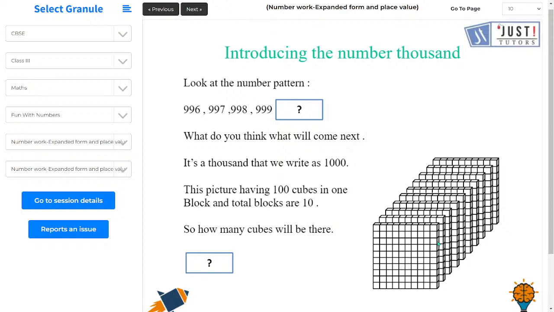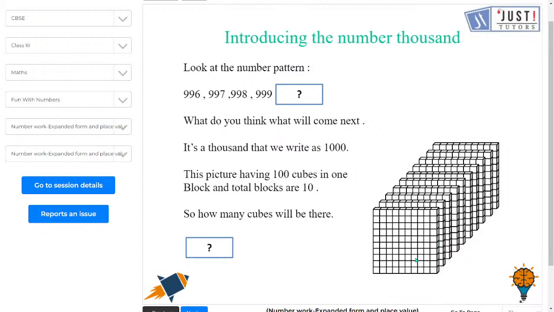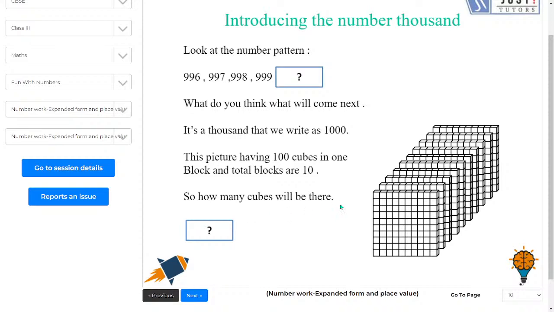So how many cubes will be there? What do you think? See, one block has 100 cubes, and there are 10 such blocks. So 100 times 10 is 1000. So how many cubes will there be in total? There will be 1000 such cubes.